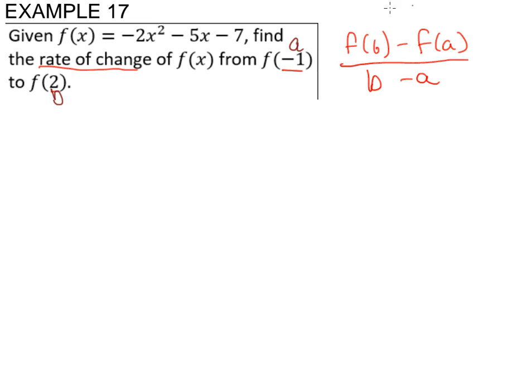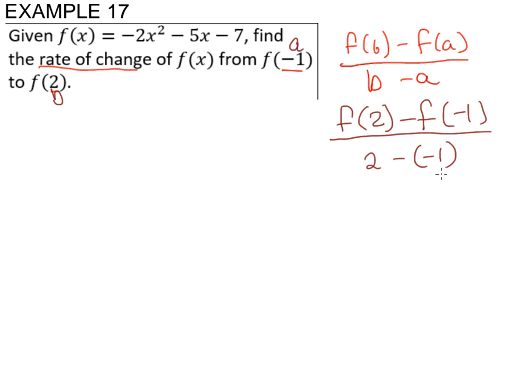So now we set up our formula over here. Take f and plug in b, which is 2, minus f, plug in a, which is negative 1. B again was 2, minus a, which is negative 1. So this is how it should look. Now the only two things we need to find are this and that. Okay, so let's find those.